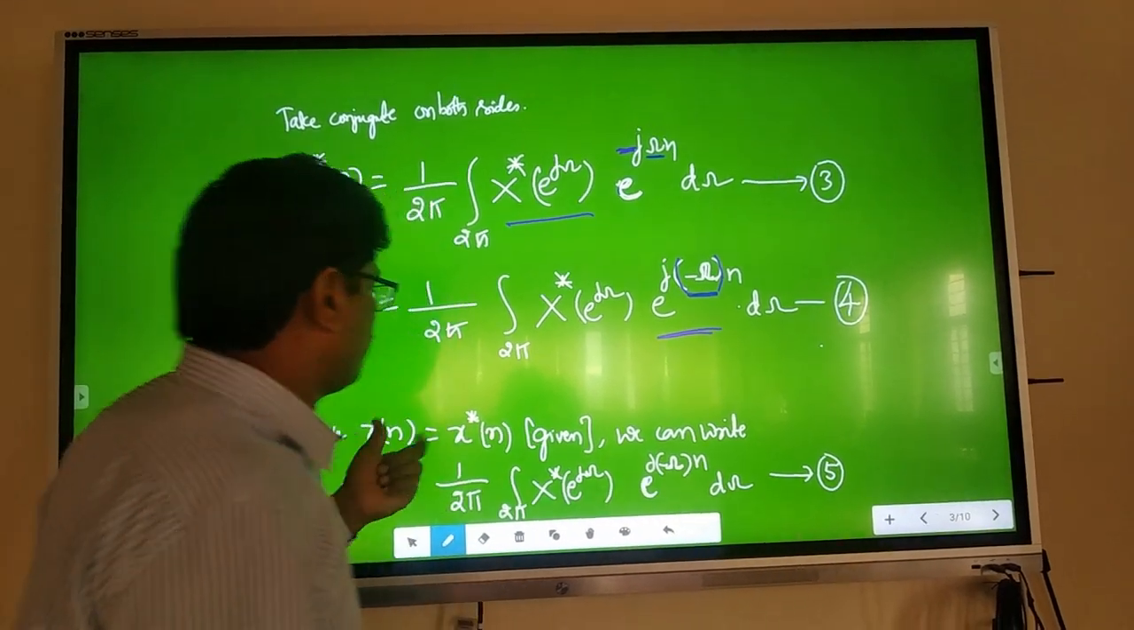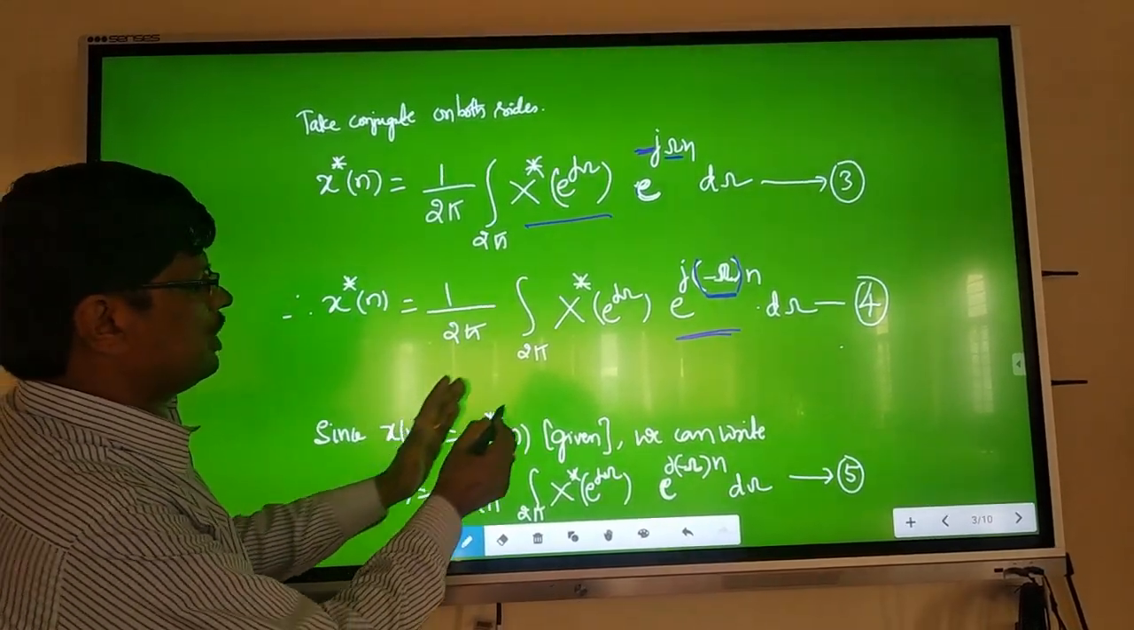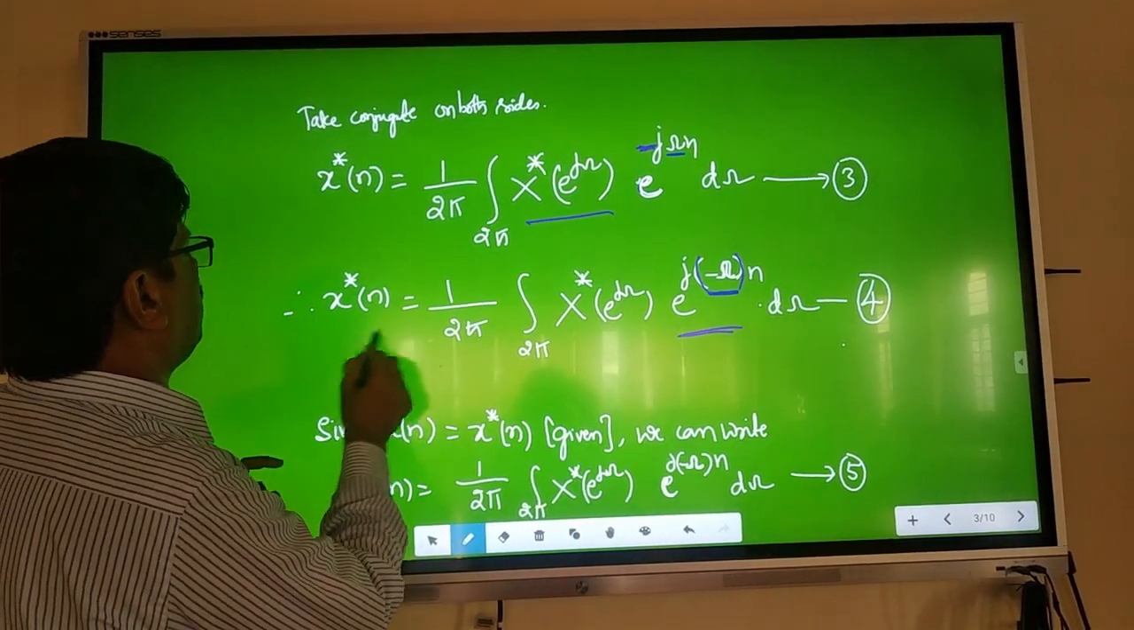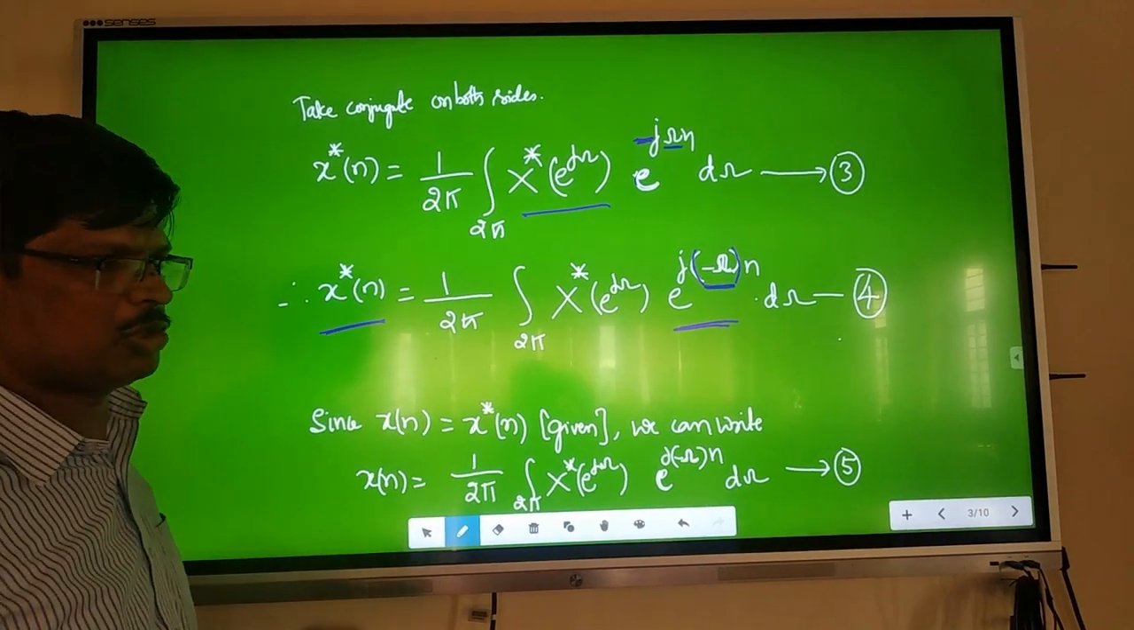I know from the input that x of n is real. That is given: x of n is equal to x star of n. We can now write this equation as, instead of x of n, I am writing x star of n.